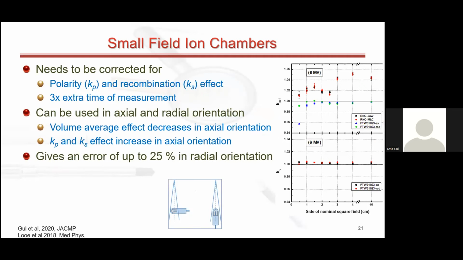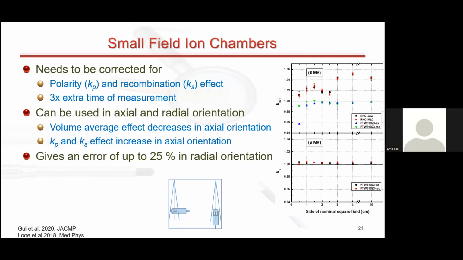Our ion chamber needs to be corrected for polarity and recombination effect. To correct for this polarity and recombination effect, we need three times extra time for measurement. And one advantage of using an ion chamber is that it can be used in axial as well as radial orientation. It is cylindrical in shape.